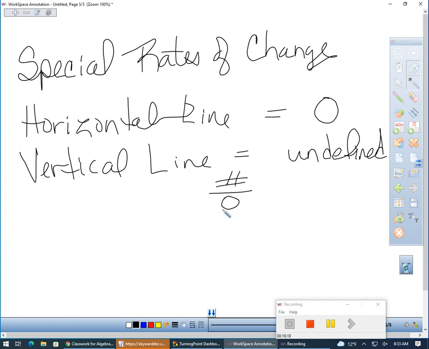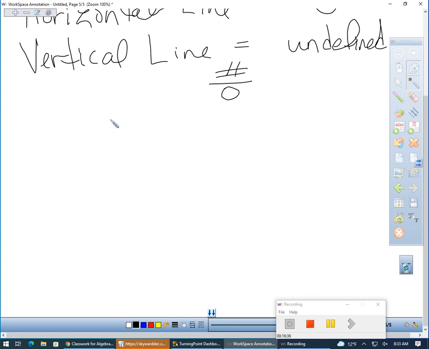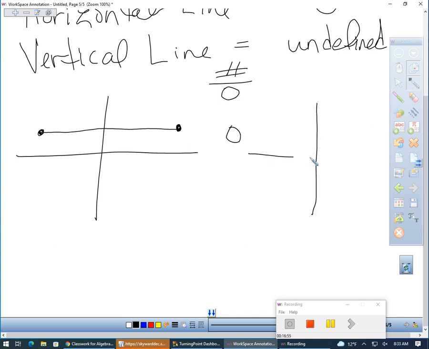So here's where I want to talk about it. Let's say I have a horizontal line from here to here. What is my slope of this line? It is 0, right? If I have a vertical line from here to here, what is the slope for this one? Undefined. I agree. You've got to say undefined.